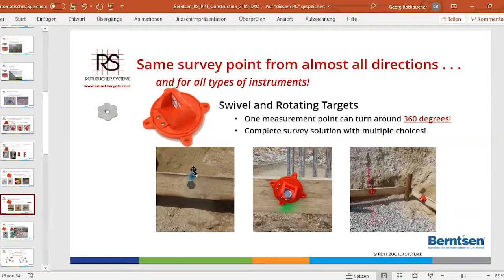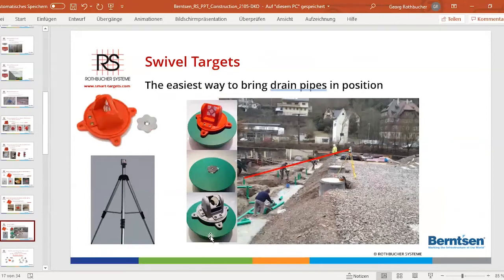So they have made the axis here, and they just screw on the stainless steel washer, and then they add the prism or the target reflector on it. And then you have your measurement point in all directions. This is also a very nice and very good handling of our targets.